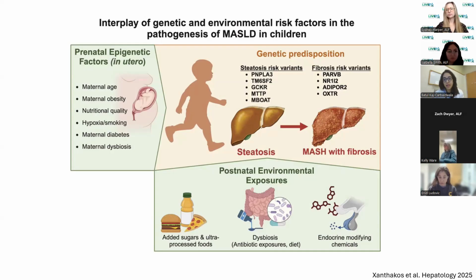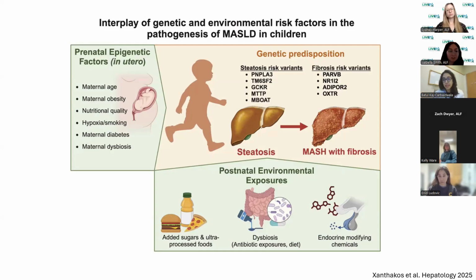The PNPLA3 is one of the kind of big hitter ones. We often test for those in some of our kids because of recognizing that when children have a mutation or a variant in PNPLA3, they tend to progress a little bit faster through the stages of MASLD.